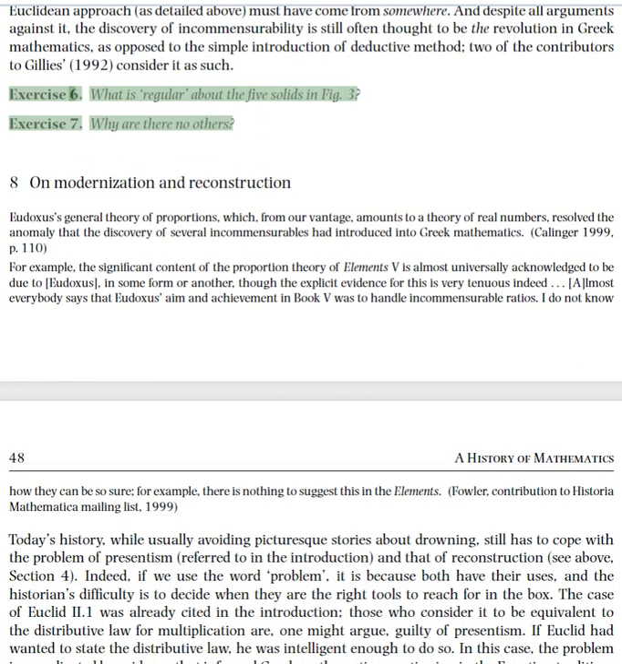Exercise 6. What is irregular about the 5 solids in Figure 3? Exercise 7. Why are there no others?